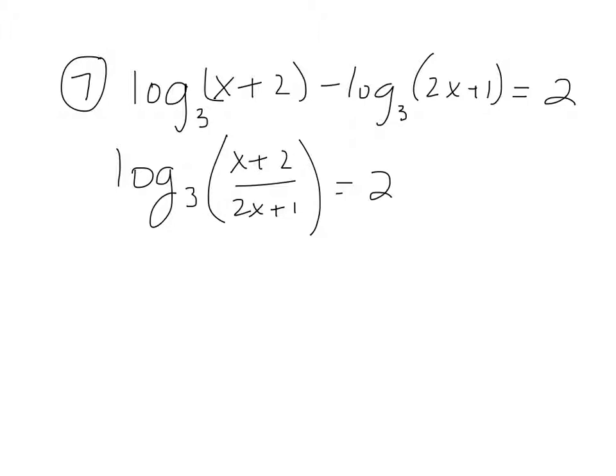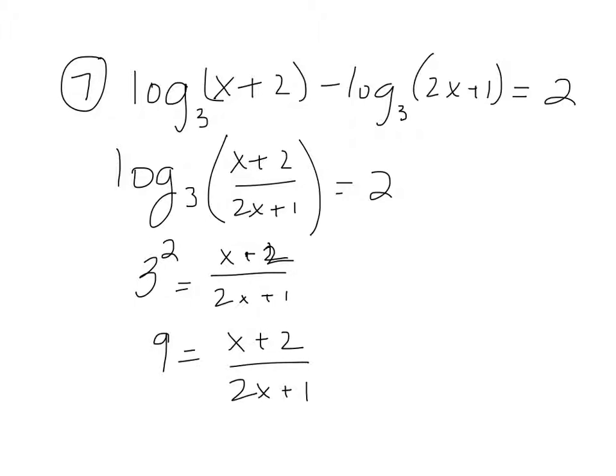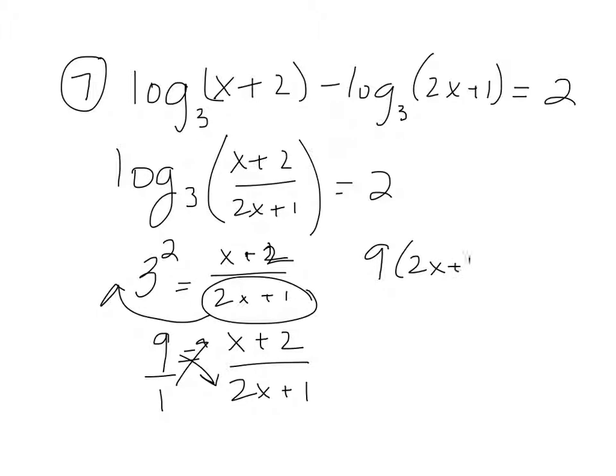Okay, then I switch forms. So I have 3 to the 2 is equal to x plus 2 over 2x plus 1. 3 to the 2 is 9, so I get 9 is equal to x plus 2 over 2x plus 1. I'm going to think of 9 as 9 over 1, and I'm going to cross multiply. Basically I'm taking the denominator and multiplying it to the other side. So I get 9 times 2x plus 1 is equal to 1 times x plus 2.